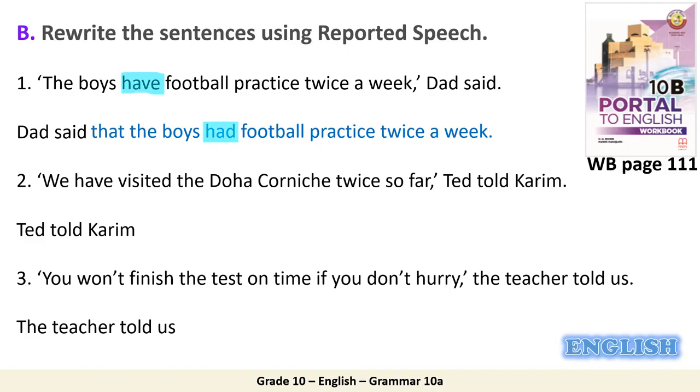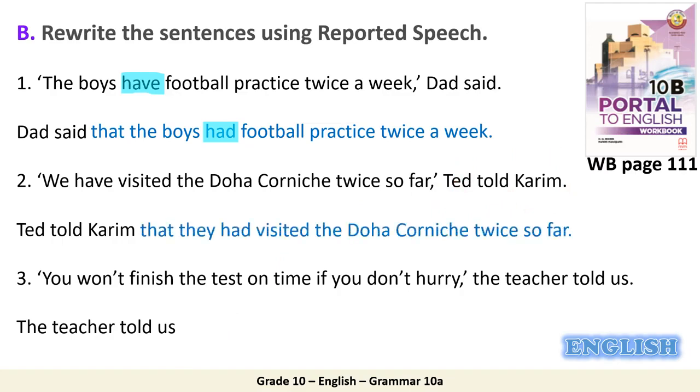Example number 2. We have visited the Doha Corniche twice so far. Ted told Karim. And we are going to start with Ted told Karim. So how did you change it? Very good. Ted told Karim that they had visited the Doha Corniche twice so far. What did you change here? Excellent. You changed we into they, have visited into had visited, so present perfect becomes past perfect. Do we have any other change? No, that's all. Now the last one.